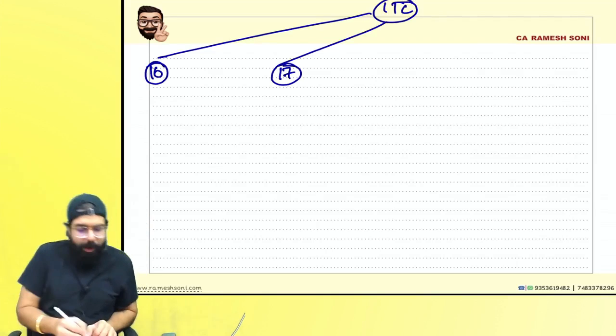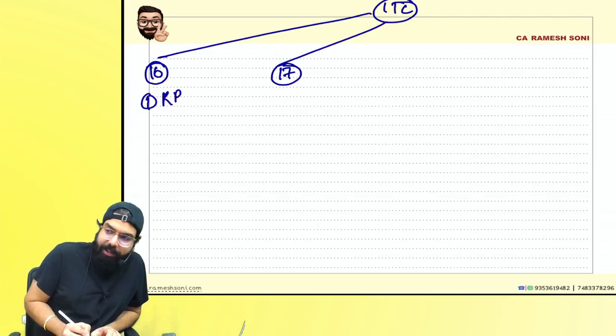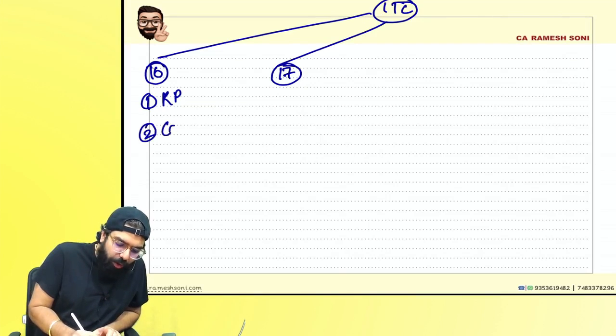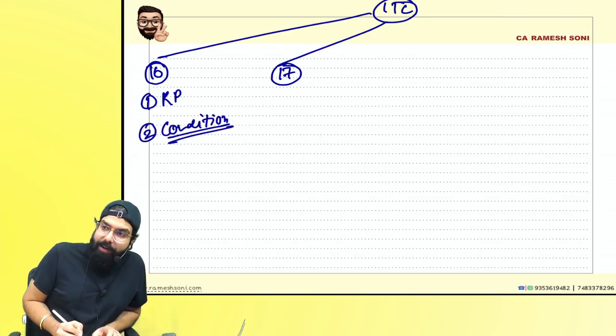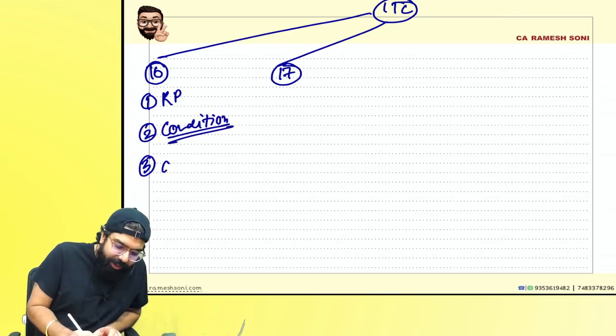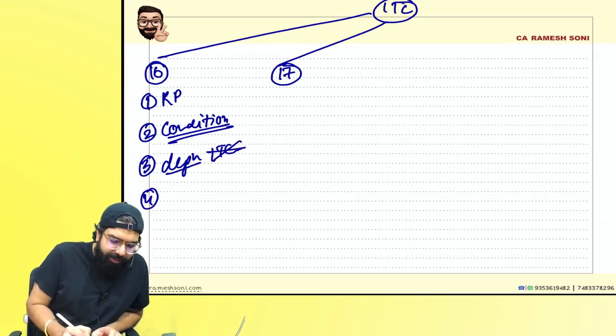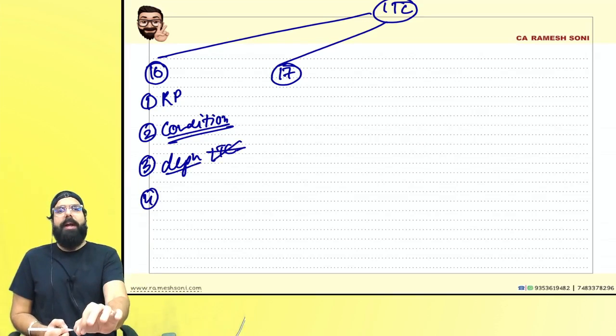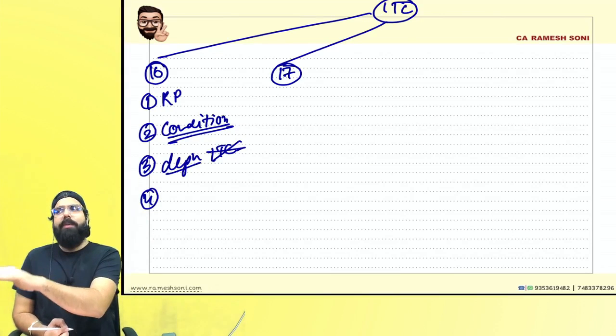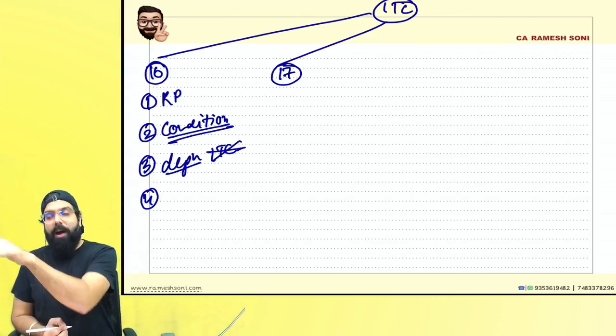Section number 16.1 went ahead and told who is eligible, registered person is eligible. Section number 16.2 told what are the conditions subject to which you are eligible, right everyone? Section number 16.3, depreciation taken on the tax component, don't take ITC. Section number 16.4, maximum time limit to take the credit is September month's monthly return or annual return's actual date, whichever is earlier.